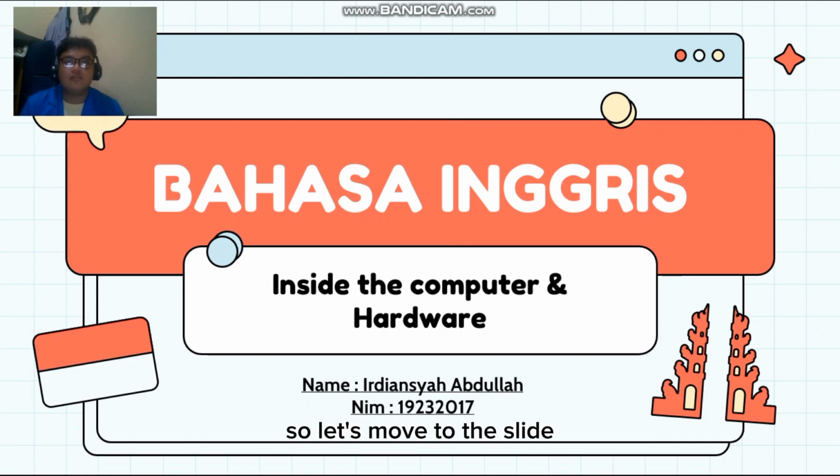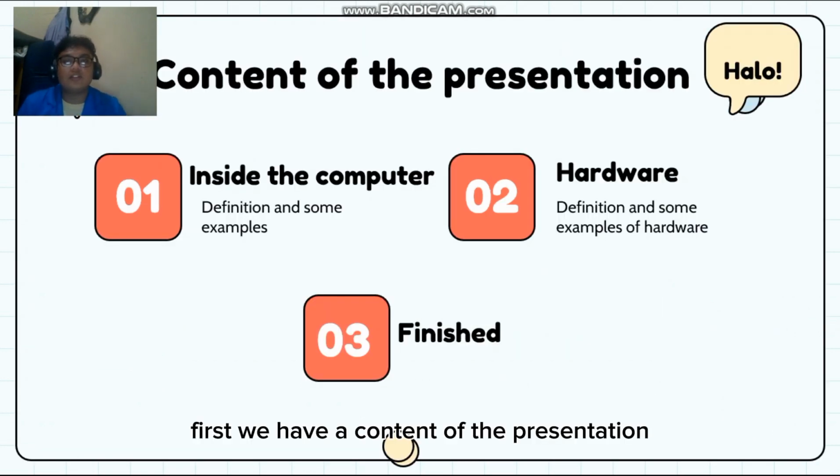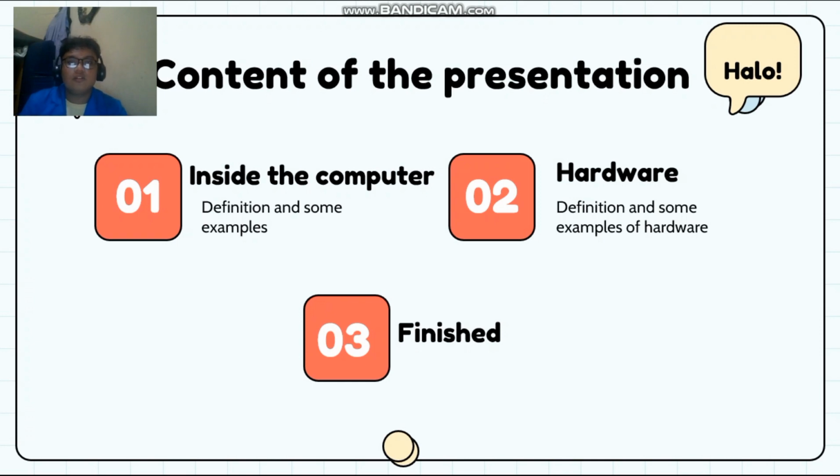So let's move to the first. We have the content of the presentation. First point, I will explain inside the computer, the definition and some examples. Point 2, I will explain hardware, the definition of hardware, and some examples of hardware. Point 3, we have finished it. We have finished the presentation today.